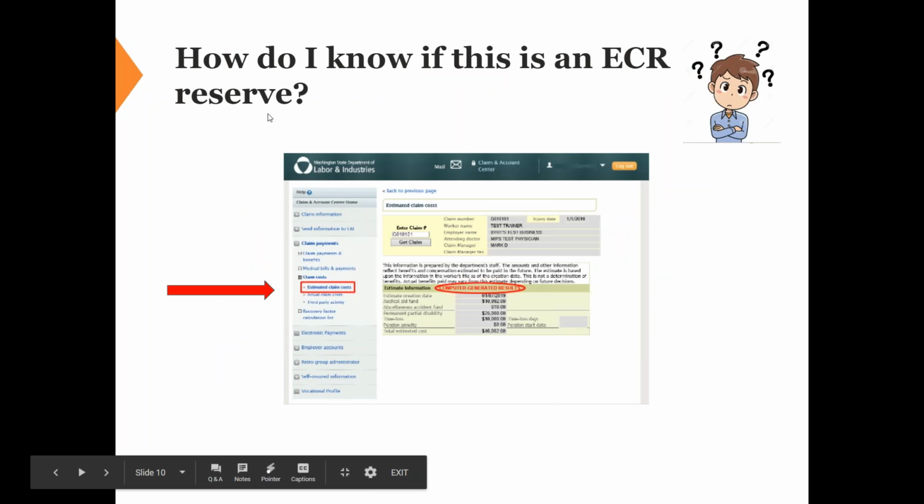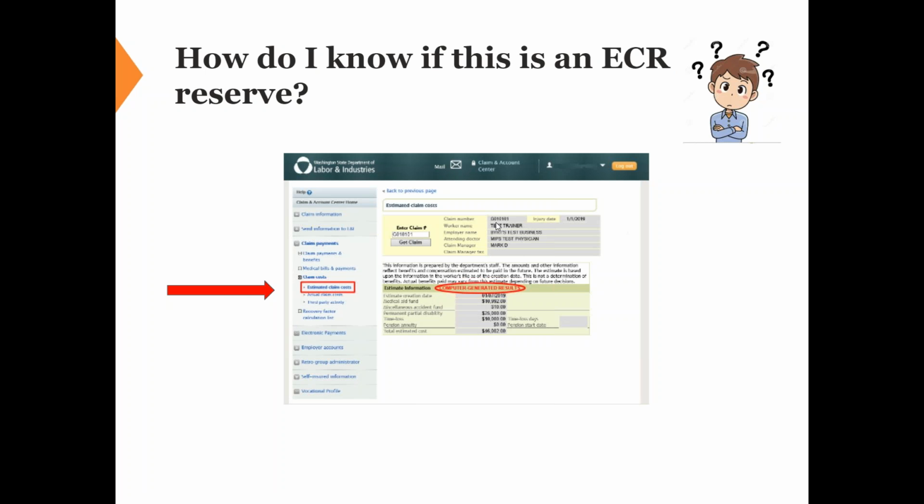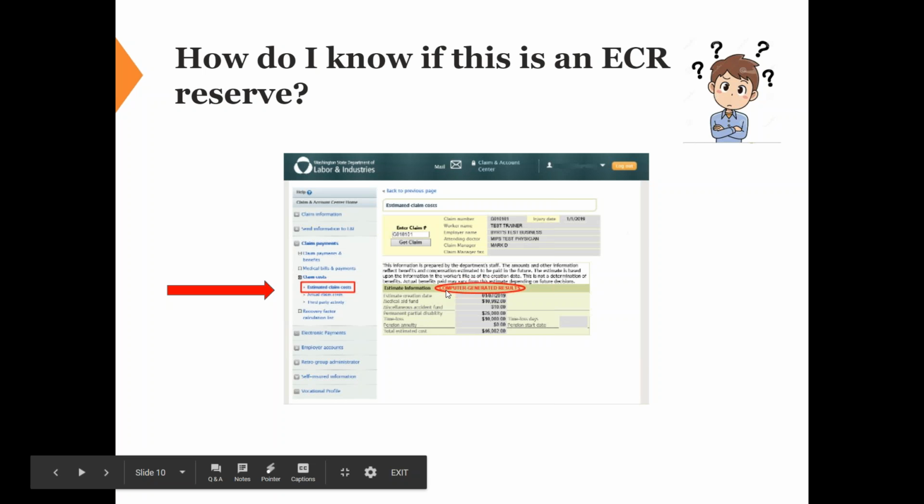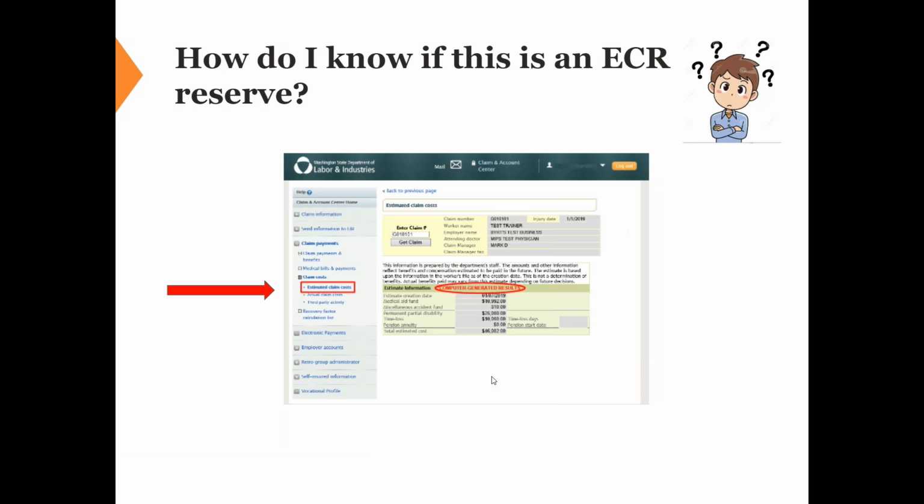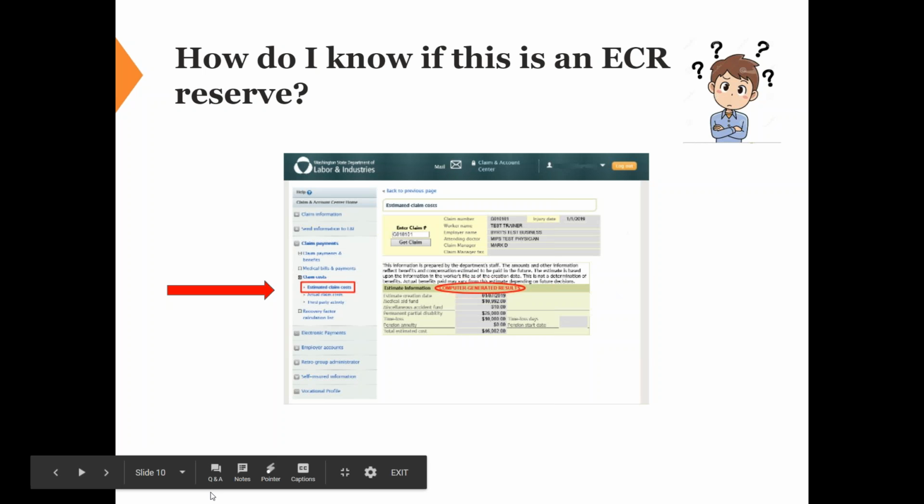So how do you know if a claim is an ECR reserve? So this screen that you're seeing here, it's what it looks like when you go into the Claim and Account Center on L&I. And if you go to claim cost, put your claim number in there and do claim cost, an estimated claim cost there, you'll see in that red, it'll say computer generated. And that's how you will know that this is a ECR reserve versus a human reserve. If it's a human reserve, it will not have that computer generated in red there. So that's how you'll know which system did this reserve for you.